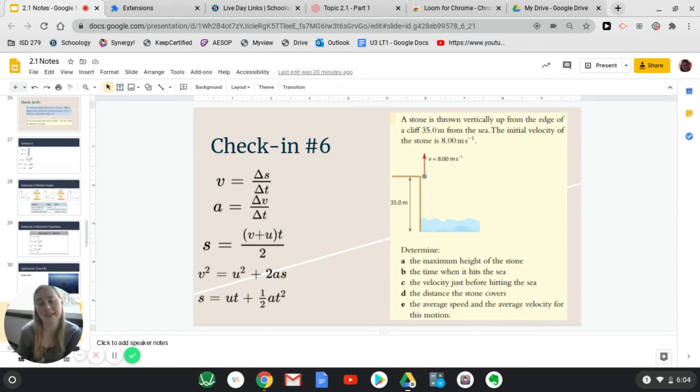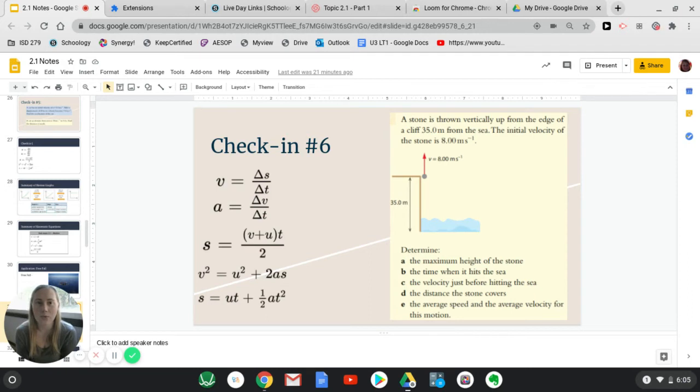Part A asks for the height that the stone can go upward. So that initial distance won't be useful for A, but we do need to know some more information in order to use any of our equations. We want a change in velocity from 8 to 0 because we want the stone to stop as it goes upward, and we want to know how high it goes. So we want an S. We know of an initial V or a U, and we know an acceleration. So you're actually going to want to use this equation to figure out how high it goes.